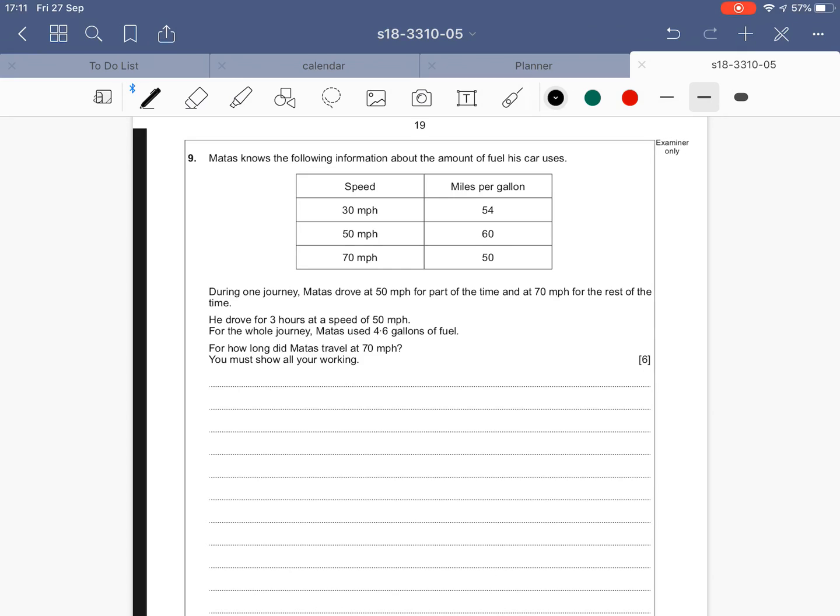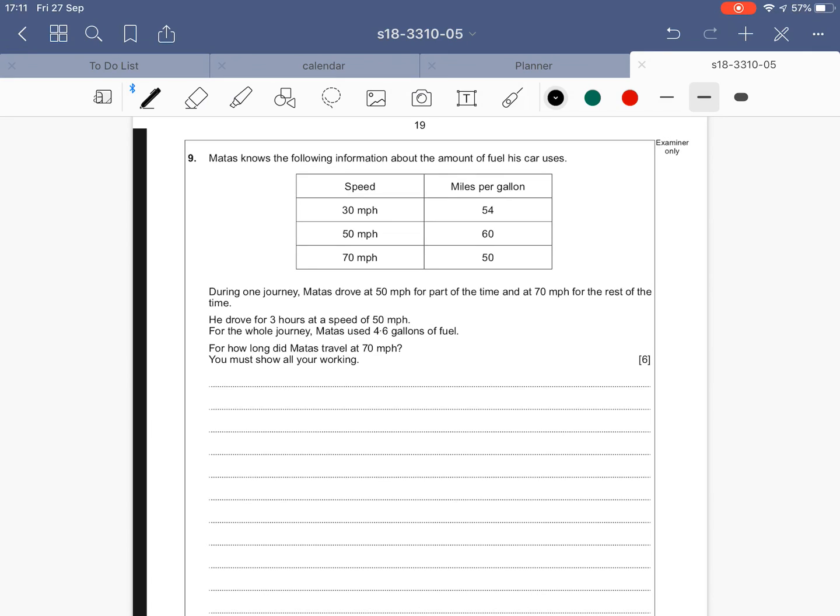Question 9. This person follows the information about the amount of fuel his car uses. So when he's doing 30 miles per hour, he's doing 54 miles per gallon. When it's 50, he's doing 60 miles per gallon. When he's doing 70 miles per hour, he's doing 50 miles per gallon.